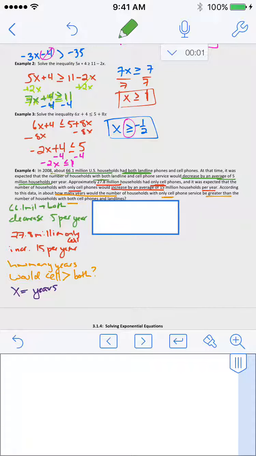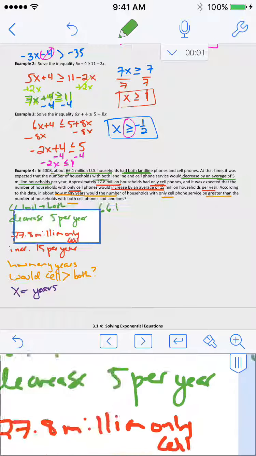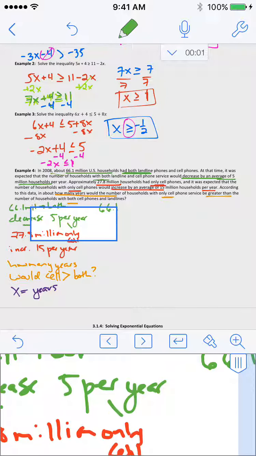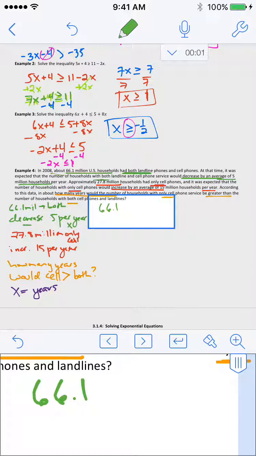Let's see. I start with 66.1 million, and then what's going to happen? It's going to decrease 5 per year. Well, if I directly translate that, that's subtract 5 per year, and per year was our x's, so subtract 5x. 66.1 minus 5x. I have my expression, okay?